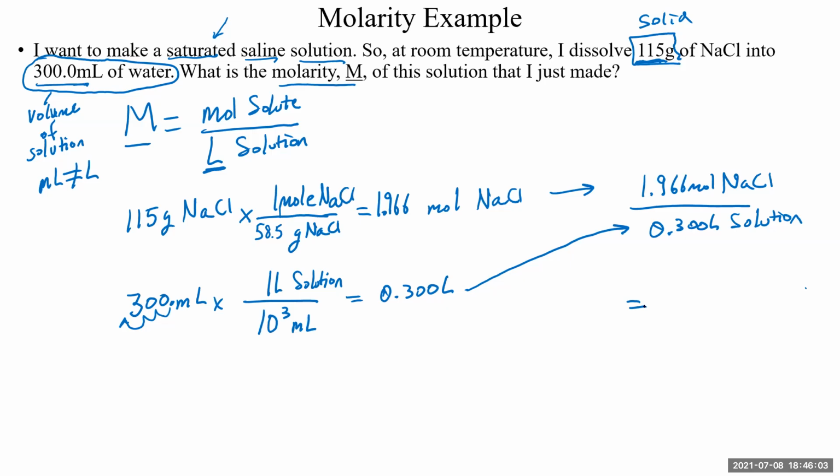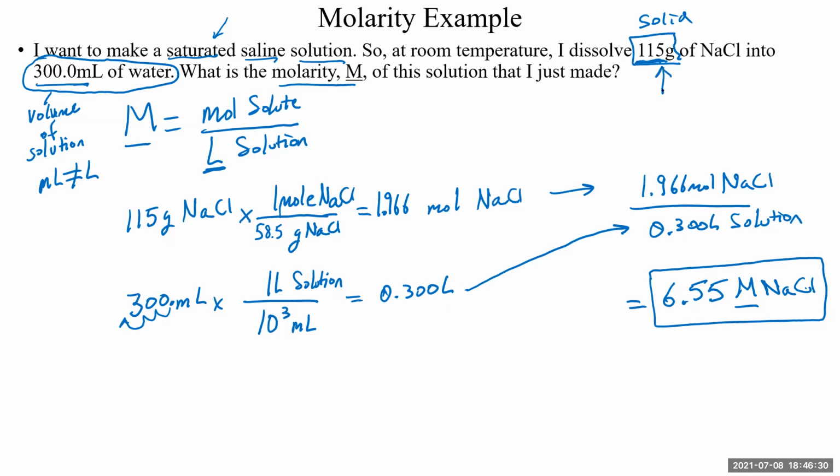So we end up with 6.55 molar NaCl solution. And that's our final answer, 6.55 molar NaCl. So that is the molarity, that is the concentration of the solution we just made by dissolving 115 grams of solid sodium chloride into 300 milliliters of water.